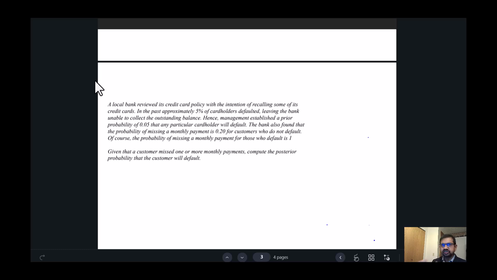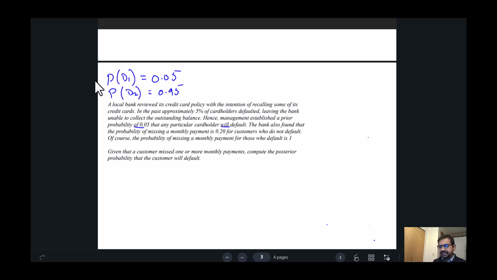So let's say a bank issues credit cards and they're interested in whether their customers will default or not. The prior probabilities are that they have estimated that 5% of the customers will default. So let's say D1 is the event of defaulting. So P of D1 is 0.05, and not defaulting is the complement. D2 is 0.95. So these two, D1 and D2, are called prior probabilities, probabilities before any more information.